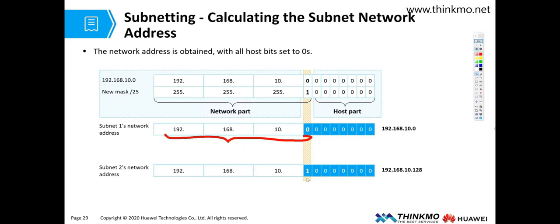Besides this, if I borrow this bit as 1, then in this process, this bit along with the preceding numbers are fixed as our network bits, and our host bits are set to 0. When we perform another conversion here, converting it to decimal, it becomes 192.168.10.128.